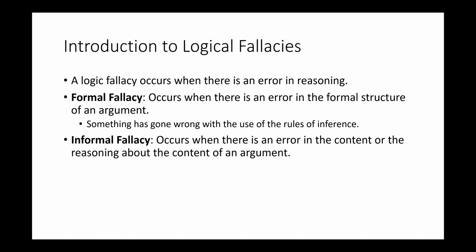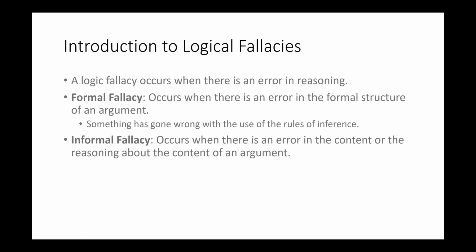There's many different sorts of informal fallacies, and so this is going to take a little bit of time to go through. But an informal fallacy is also a form of an error in reasoning. And for informal fallacies, these occur when there's an error in the content or in the reasoning about the content of an argument. So basically, the difference here is a formal fallacy is focused on the formal structure of an argument. There's something wrong with the way that we're using the rules of inference. Whereas the informal fallacies, which we're going to pay attention to now, these occur with regard to the content or the reasoning about the content.